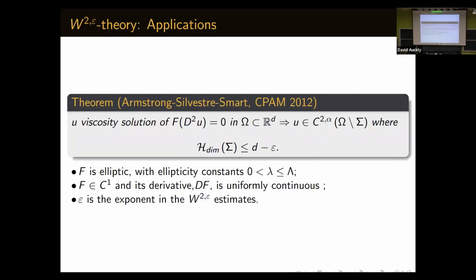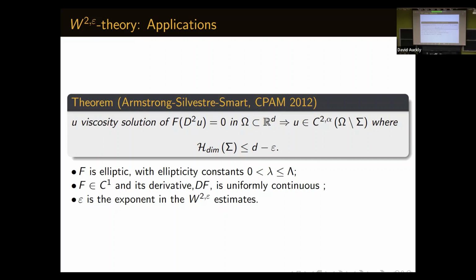All right, so what is the advantage of knowing that my Hessian is in the L epsilon space? One of the applications came in 2012 by Armstrong, Silvestre, and Smart, where they showed that even without the assumption of convexity or concavity of the operator, you can still expect the solution to be C2 alpha up to a singular set, where the singular set has Hausdorff dimension at most dimension minus epsilon, where your epsilon here is the very same exponent of the W2 epsilon estimates. Okay. So in other words, the better W2 epsilon estimates you have, the better control you have on the size of the singular set where your solution fails to be smooth.